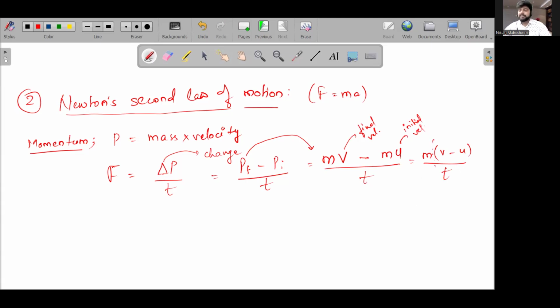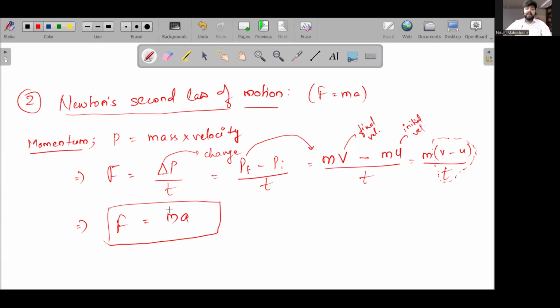Now, you might say, sir, this looks familiar. I've seen this formula somewhere. V minus U over T, what is that? What is V minus U over T, everyone? V minus U over T is the rate of change of velocity, which is nothing but acceleration. And that is the most commonly known way for Newton's second law of motion. People remember Newton's second law of motion as force is equal to mass into acceleration. Actually, it starts from force is equal to rate of change of momentum.